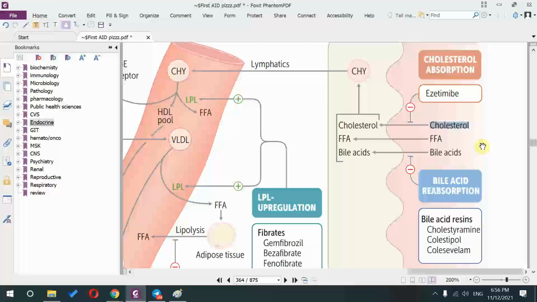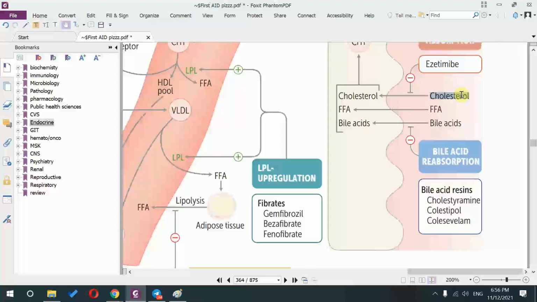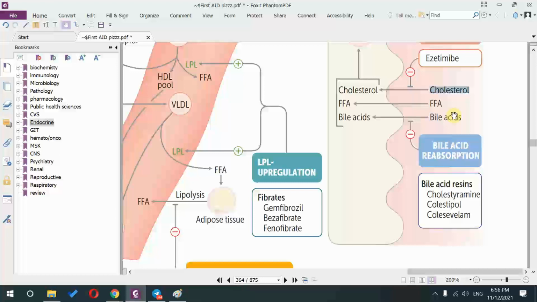Okay, so if you prevent cholesterol absorption with ezetimibe, obviously it will lead to bloating, you know. The patient will be bloated, he will be like, oh, I feel bad. And yeah, but that's not the bad thing.